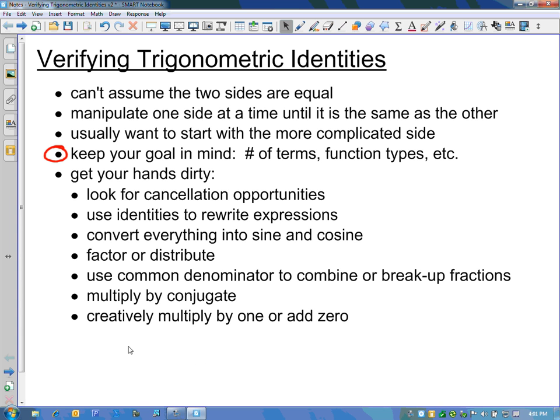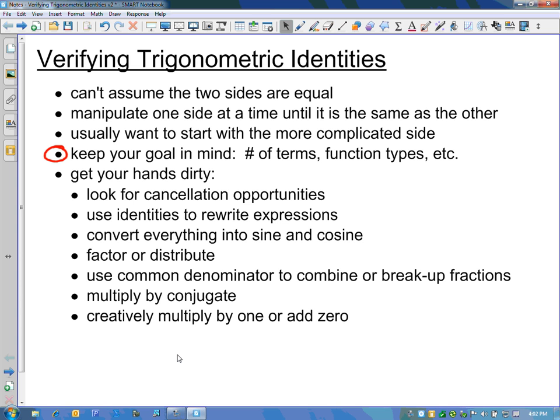We can also creatively multiply by 1 or add 0. This is a more advanced tactic. Adding 0, for example, we could add something that isn't there and then also subtract it so that the net effect is 0. But by adding it, we're able to group some terms and do a substitution using an identity. So it gives us more flexibility to play with the terms.